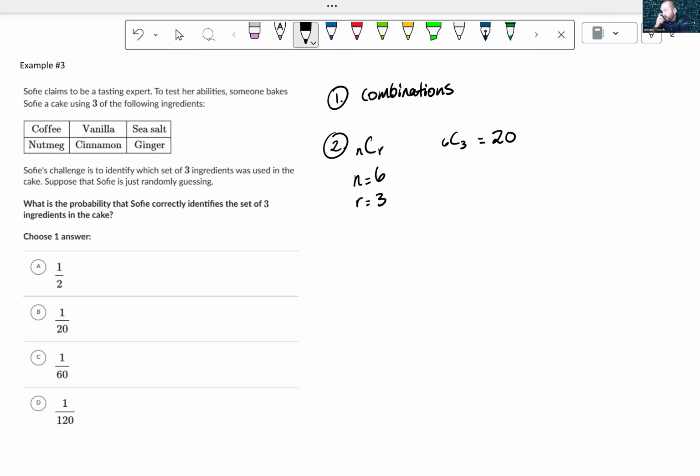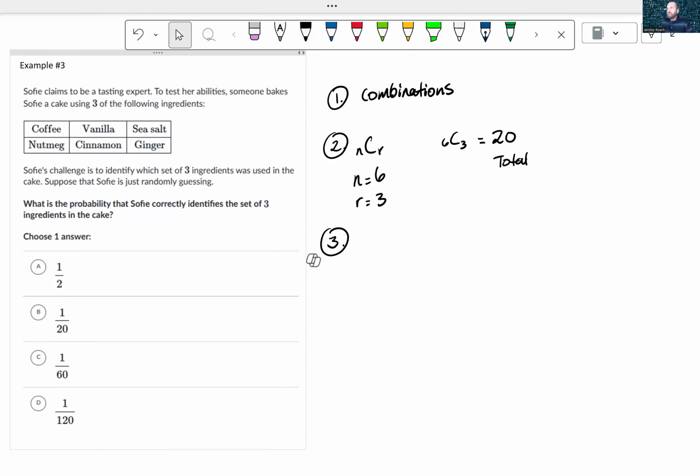Again, you can check that on the calculator, or you can write out the formula if you need to practice that a little bit more. So this is going to be the total, and that goes on our denominator. Okay, and the probability that she correctly identifies the set of three ingredients in the cake, there's only one way for the three ingredients to be properly identified.